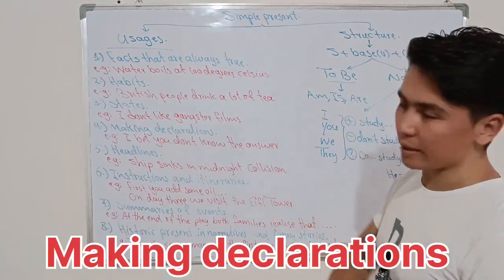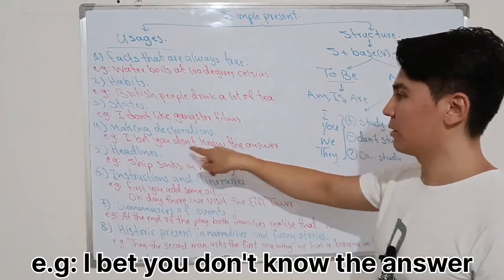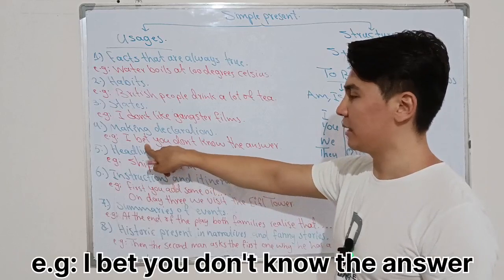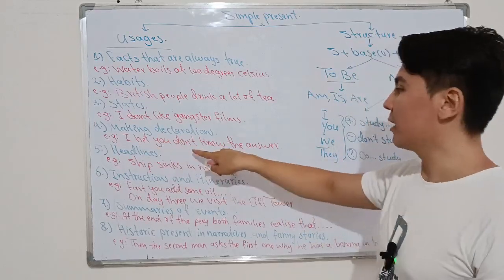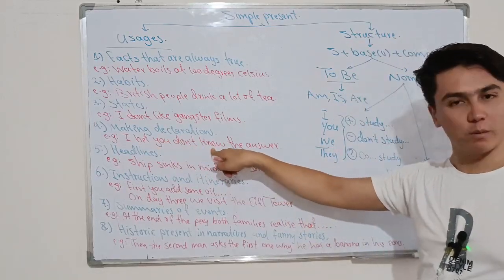And the fourth usage, making declarations. I bet you don't know the answer. Bet is the base form of the verb in simple present tense, and don't know is also the base form of the verb in simple present tense.